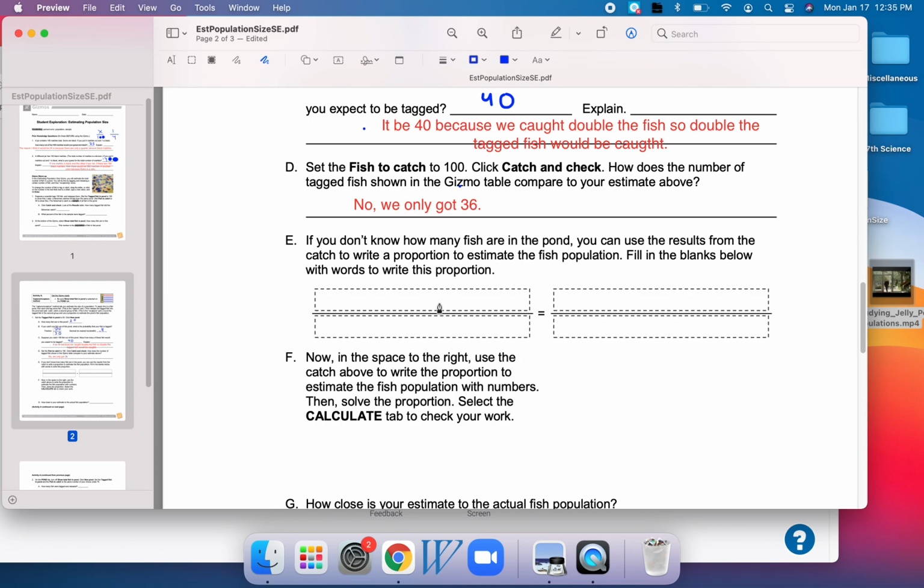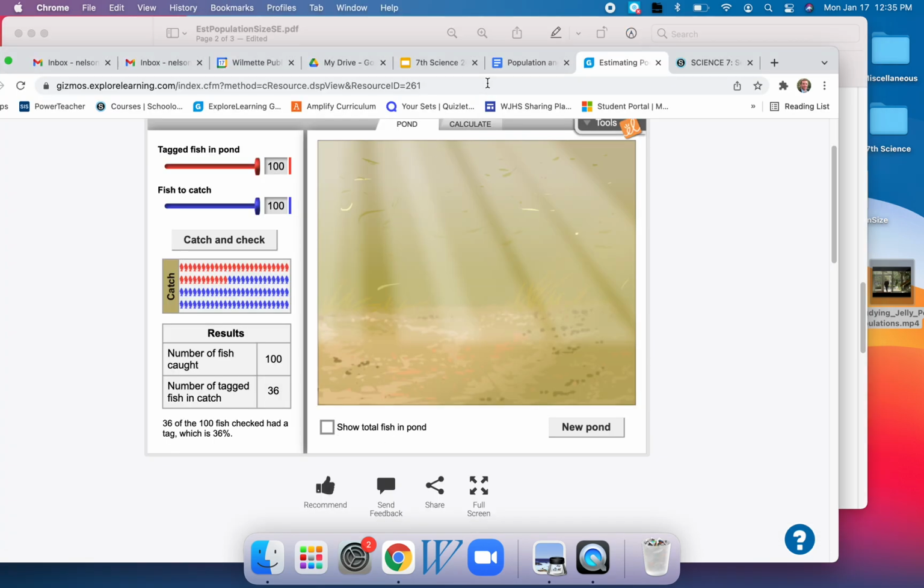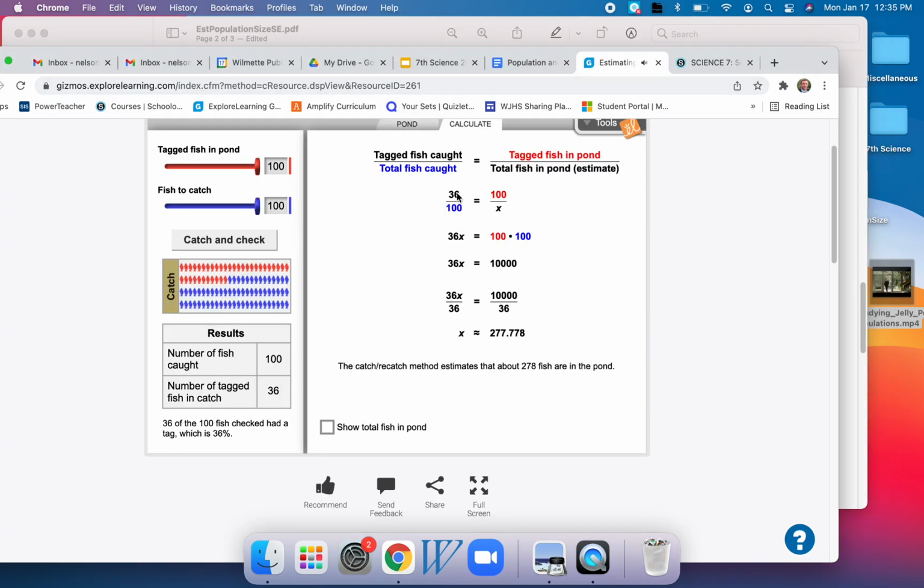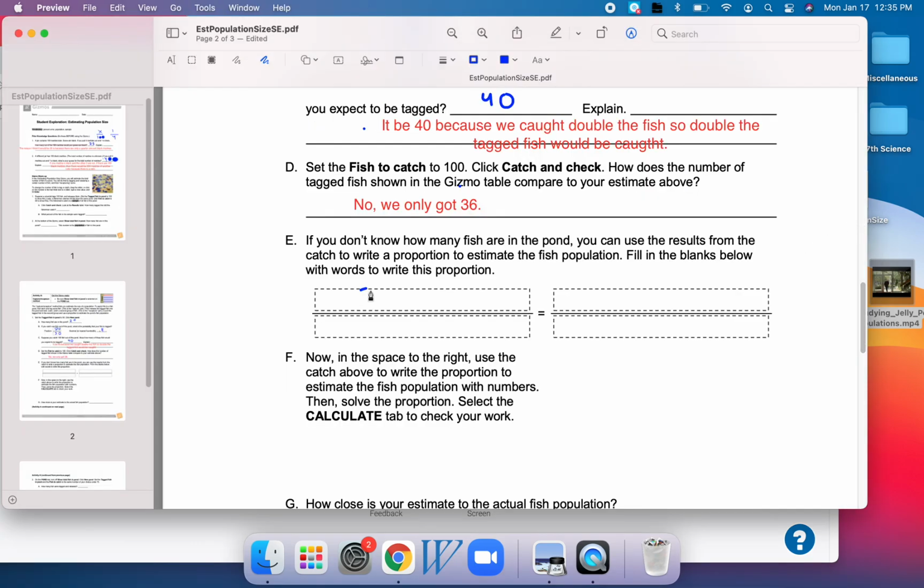So if you don't know the number of fish in the pond, you can use the results to write the catch proportion and estimate the fish. Fill in the blanks with the words from this proportion. All right, so what the page is saying is go to our calculate. We had 36 over 100. I would say 36 tagged fish were caught out of 100. Out of 100 total.